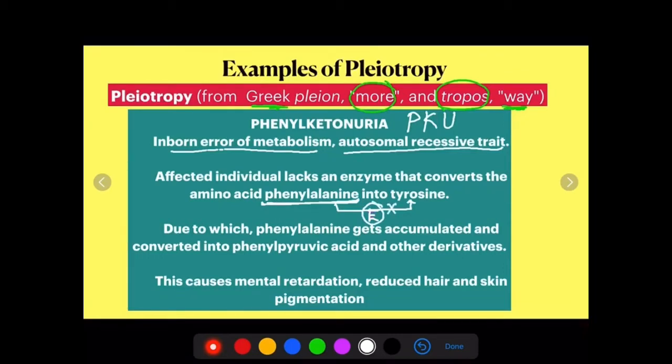So since this enzyme is not produced, this reaction does not take place. Now then what will happen? This phenylalanine gets accumulated and converted into phenylpyruvic acid and other derivatives in the brain and the neurons. Due to deposition of this phenylpyruvic acid in neurons, it causes mental retardation. Then reduced hair and skin pigmentation. This is one character, this is another character, this is a third character, but how many genes are present due to that? A single gene. So this is an example of pleiotropy.